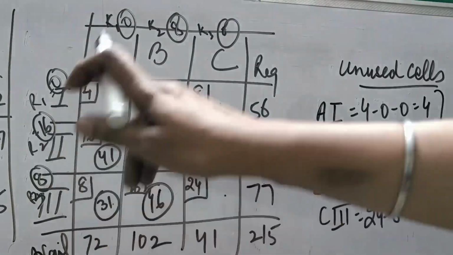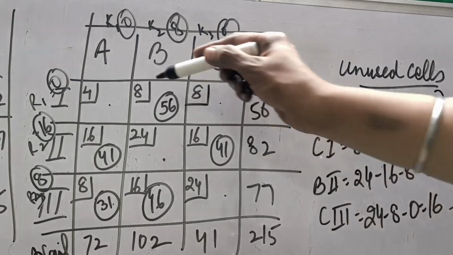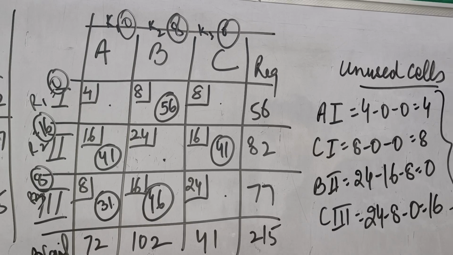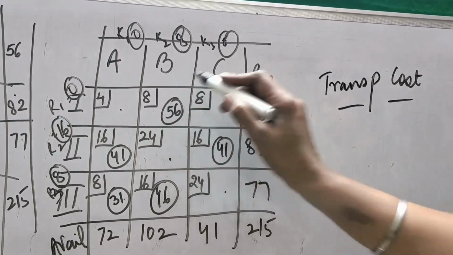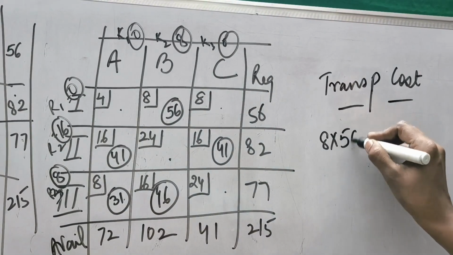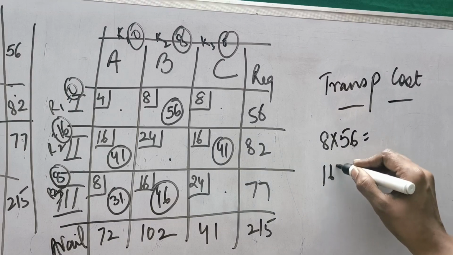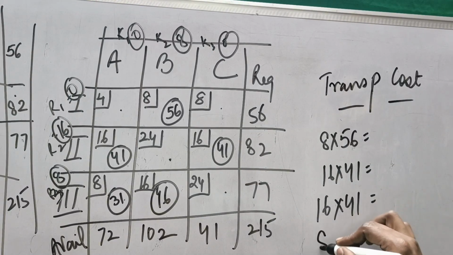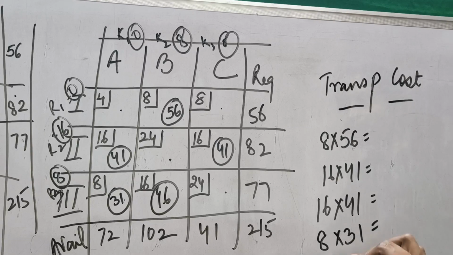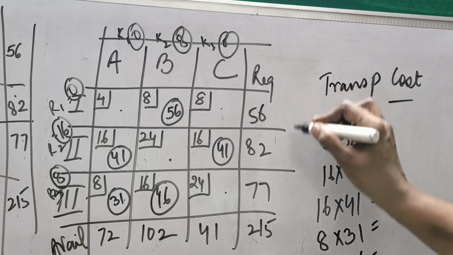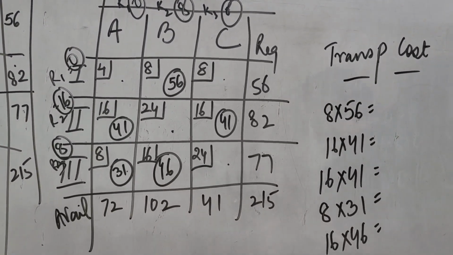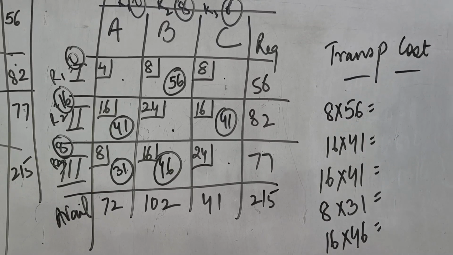Now this table is our optimum solution stage table. Now these calculations are going to show us the minimum transportation cost. Now let us show the minimum transportation cost. Now this first is 8 into 56. Next will be 16 into 41. 8 into 31. And 16 into 46. You can show the name of the cells also, and it is going to show you the transportation cost, that is the optimum transportation cost, which is the least possible cost.